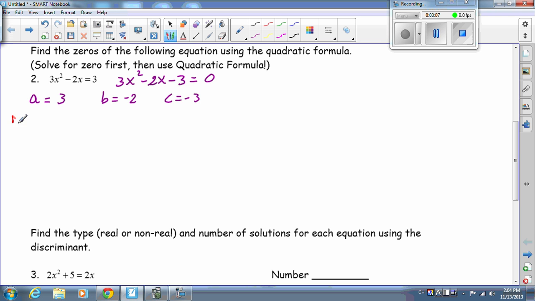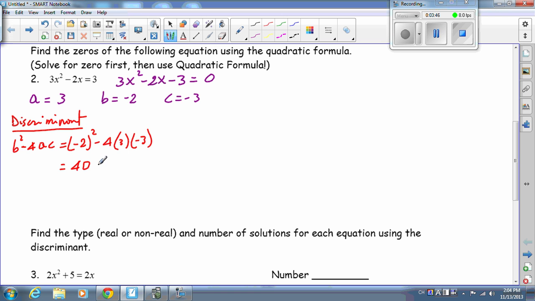Last time when we were working on this, the first thing we did was find the discriminant. I will say the discriminant is b squared minus 4ac. So b squared minus 4ac is equal to, here my b is negative 2, so negative 2 squared minus 4 times a, here is 3 and c is negative 3. Feel free to use your calculator here, and you will find that b squared minus 4ac is equal to 40. Based on what we learned, once it's positive, I know that I will have two real solutions.